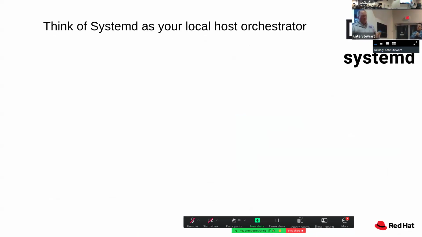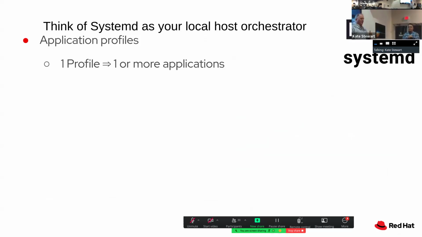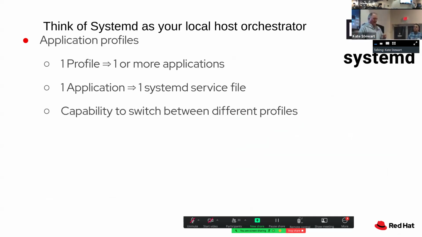So when we look at an operating system, we think of systemd as being a host orchestrator. Systemd is a state machine, right? It basically switches from one state to another when you're running systemd. So you have application profiles, systemd unit files. One profile is for one or more applications. The application is basically mapped to a single systemd service, and then a capability is to switch between different profiles.